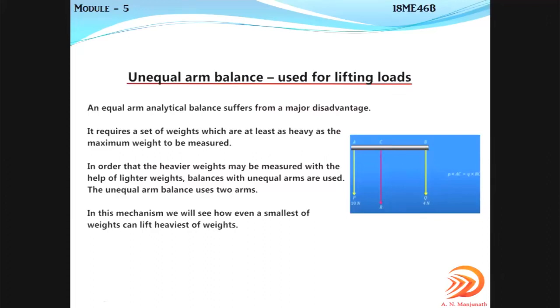Even though it is an unequal arm, even though the object which you are going to measure is heavier, by using only light weights, it is possible to do the measurement. So we're going to discuss how that small weight can be used to measure the heavier object also, by using this unequal arm balance.